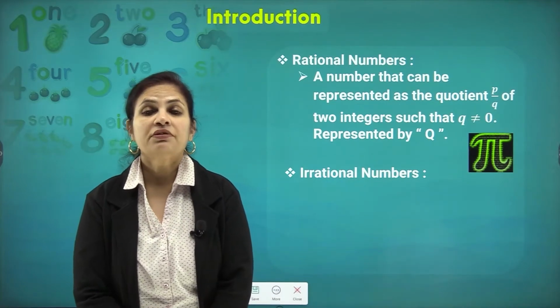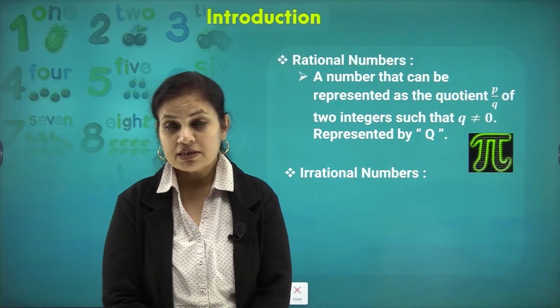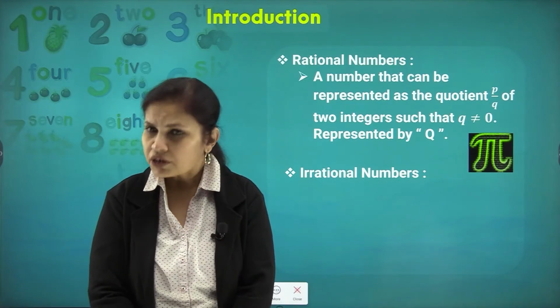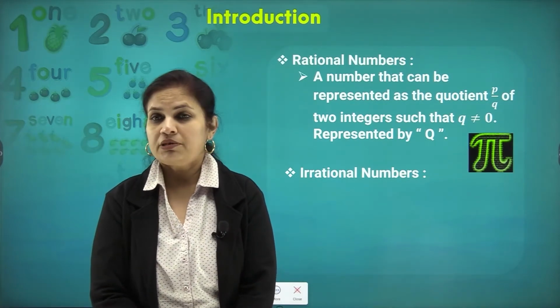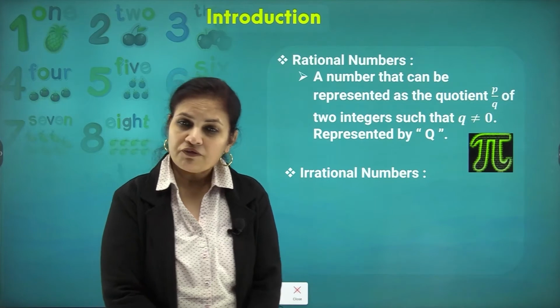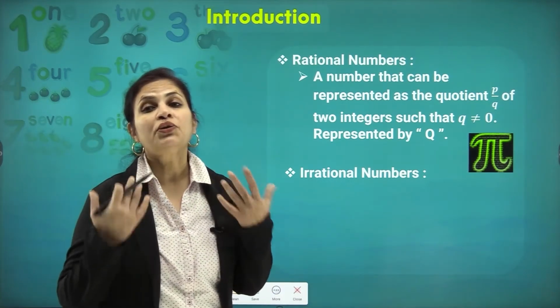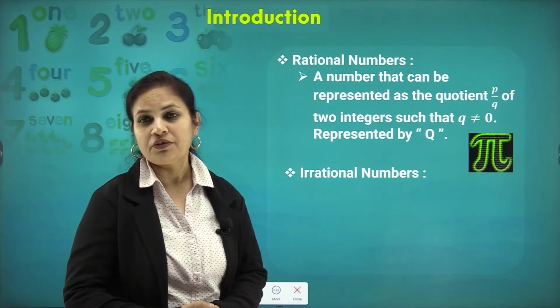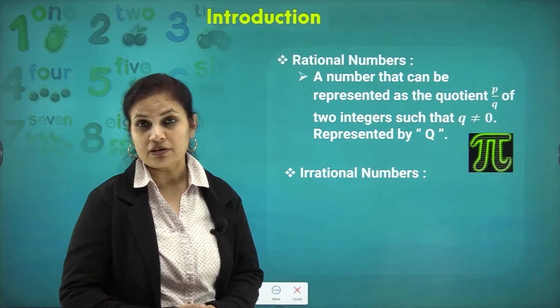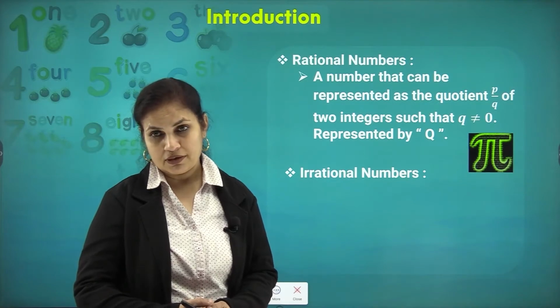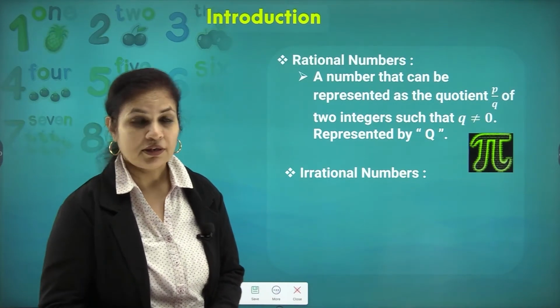A rational number is a number which can be represented in the form of numerator upon denominator, provided the denominator is not 0. Then obviously irrational numbers are those numbers which cannot be represented in the form of numerator upon denominator. And when is that possible? Let me show you.